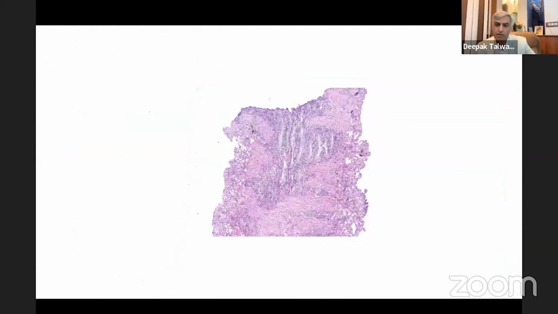Go ahead, Ganesh. So in this biopsy, again, you are seeing peribronchial metaplasia with cellular bronchiolitis and disease centered around the small airways with extensive smooth muscle hyperplasia. And at the periphery, there is some NSIP pattern.